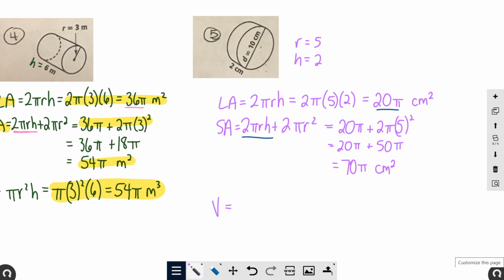And last, volume. It's area of the base times the height. For area, you multiply r squared times that number pi. And now we times it by h for volume. So it's pi times 5 squared times 2, which we actually did right up here, right? It's kind of neat. It'd be 50 pi. You might see that especially with cylinders and things with circles, that your surface area is more than your volume, and that is okay.